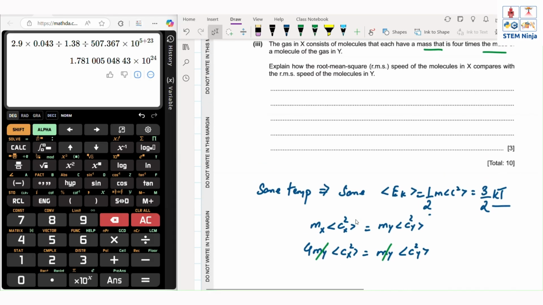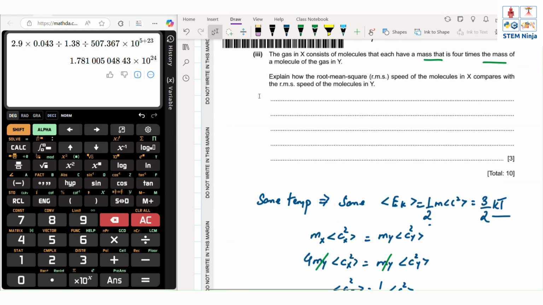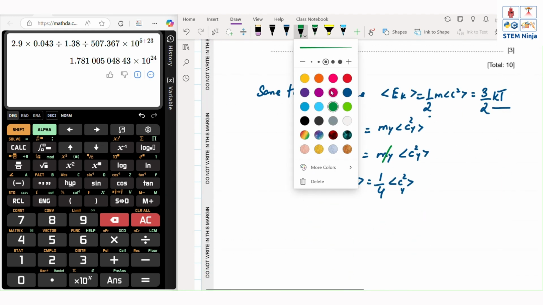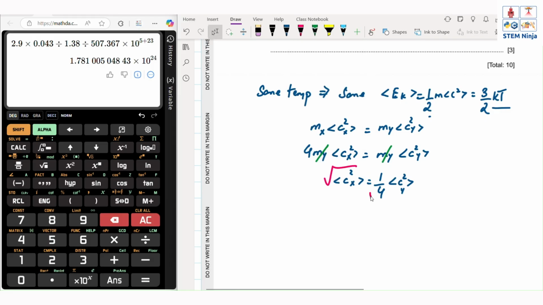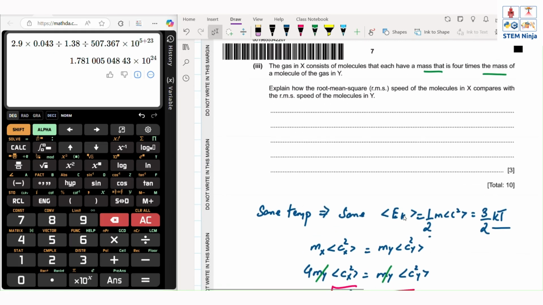So how does the mean squared speed compare? That is 1/4 of the mean squared speed of Y. So that's all we have to write over here. Sorry, they asked for the RMS speed. So RMS speed is basically the square root. We get c_X RMS is equal to 1/2 of c_Y RMS. So that's what we just have to write over here.